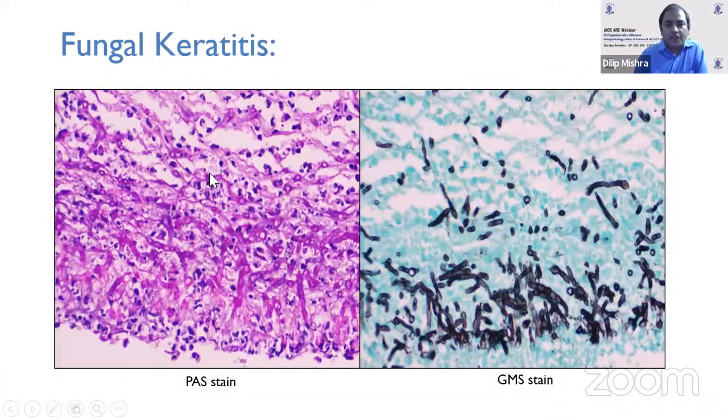On higher magnification and PAS stain, you can see many fungal filaments admixed with neutrophils. This is the PAS stain, where you can see magenta or pink stained ribbon-like and filament-like structures, whereas the GMS stain confirms them as brownish black or greenish black. So that confirms the fungal filaments, and it is a case of fungal keratitis.